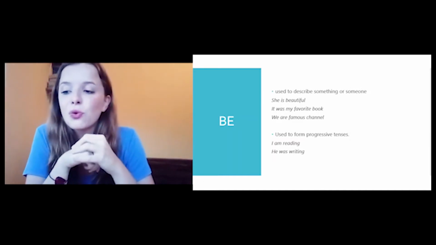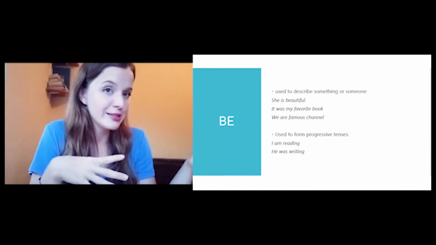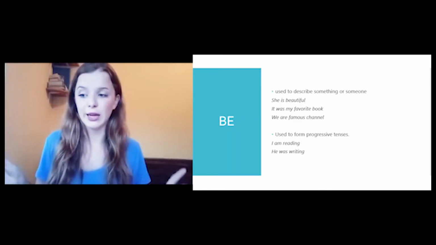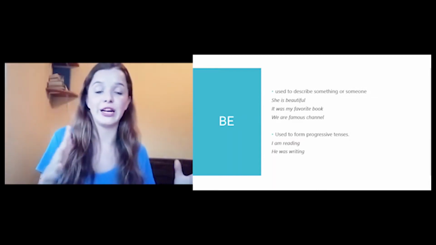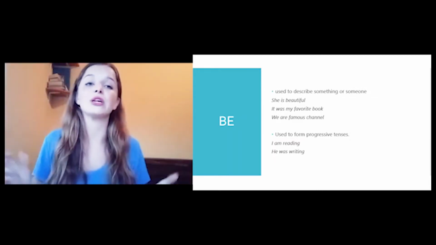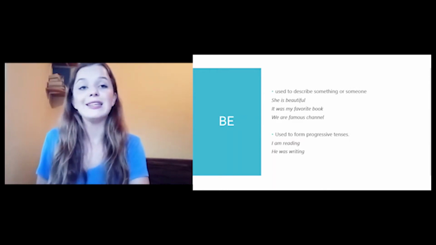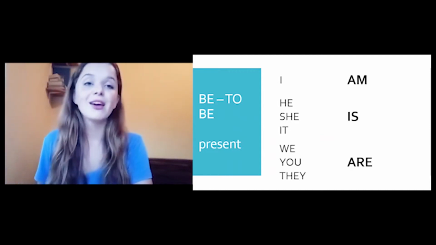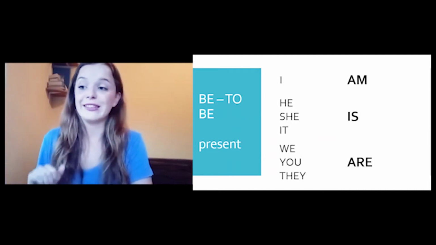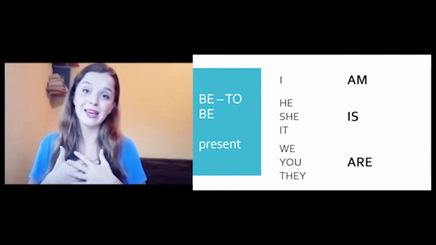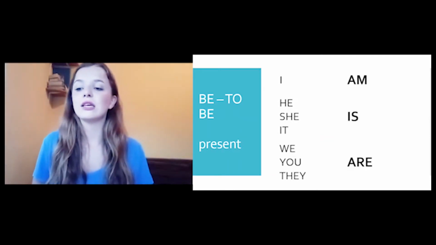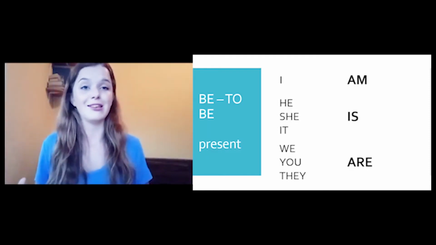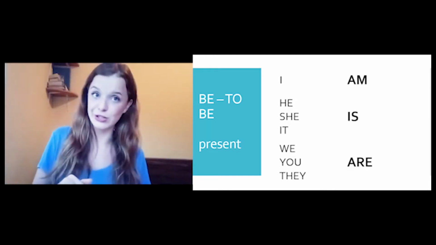It's also used to form progressive or continuous tenses, tenses that describe an action that has lasted a certain period of time, like I am reading, he was writing. Then we have more forms, as you had a chance to see: am, is, and are in the present tense. So we say I am, but we say he or she is, or we say we, you, they are. So I am a teacher, he is a teacher, or we are teachers.